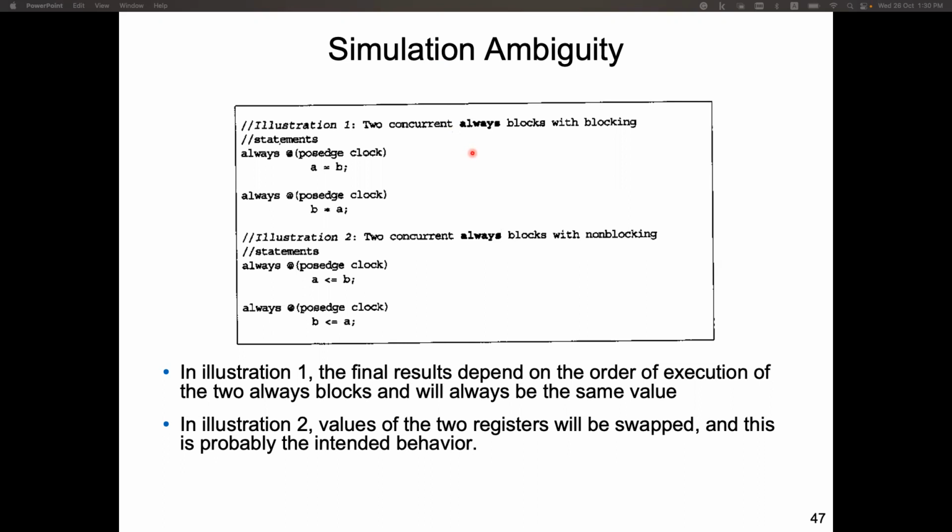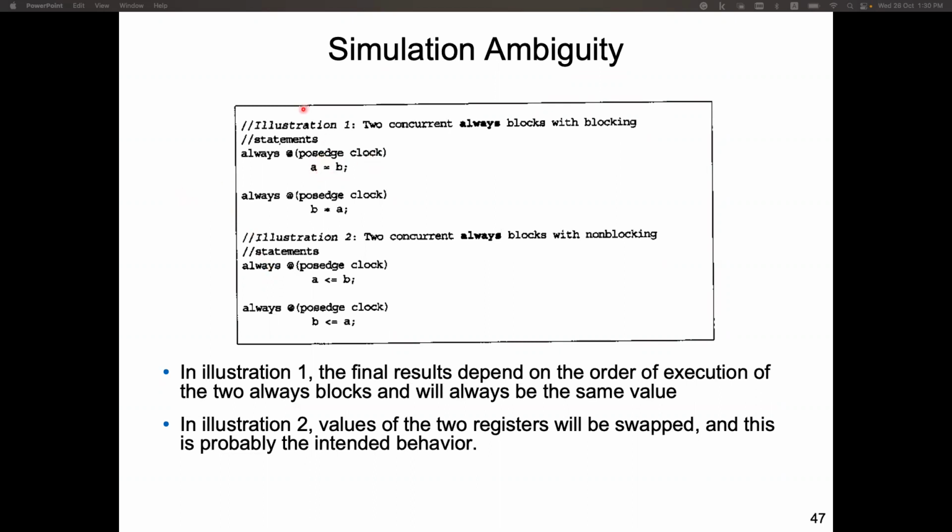So we have been learning the blocking assignment and non-blocking assignment in Verilog. And we have seen these two examples illustrating the difference between the blocking assignment and non-blocking assignment. However, there is a clarification I need to make here.